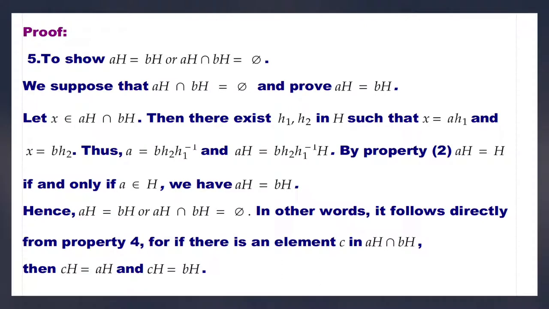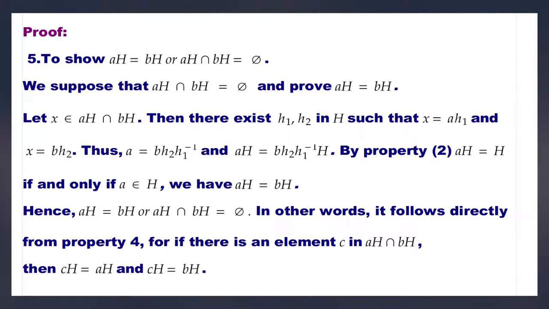We suppose that aH ∩ bH ≠ ∅ and let x ∈ aH ∩ bH. Then there exist h1, h2 ∈ H such that x = ah1 and x = bh2. Thus, a = bh2h1⁻¹ and aH = b(h2h1⁻¹)H. By property 2, aH = H if and only if a ∈ H, we have aH = bH. Hence, aH = bH or aH ∩ bH = ∅.